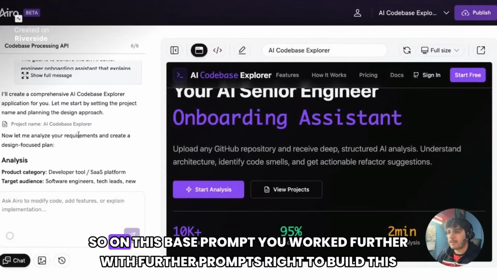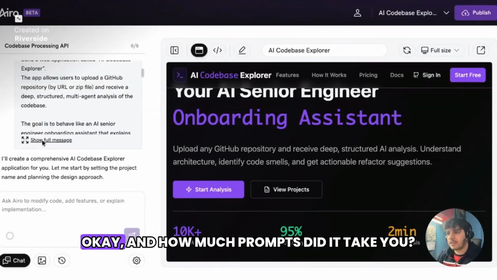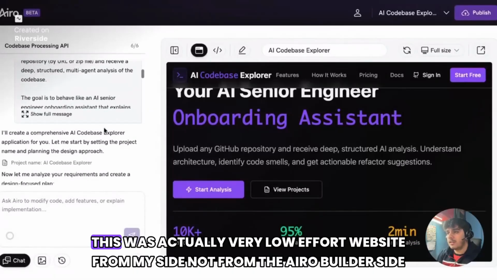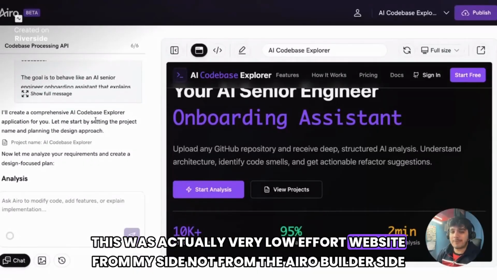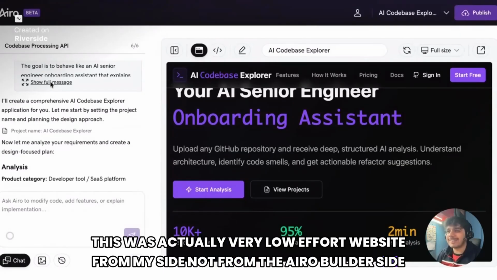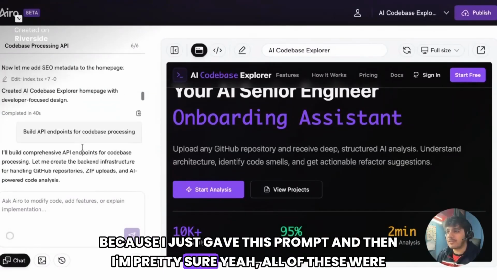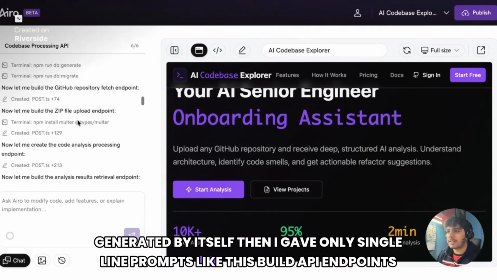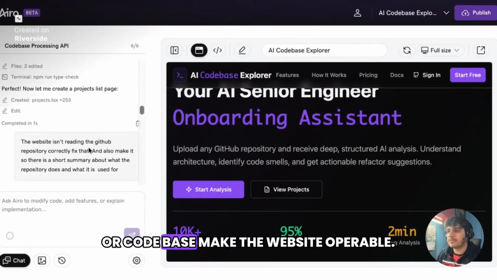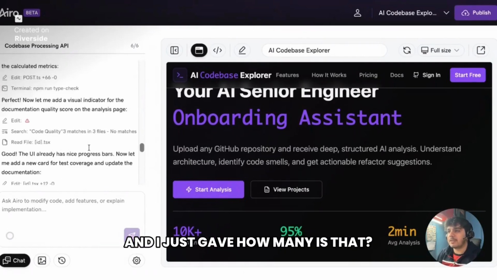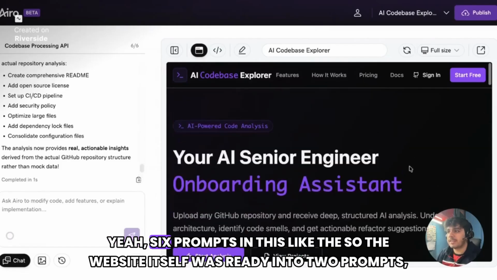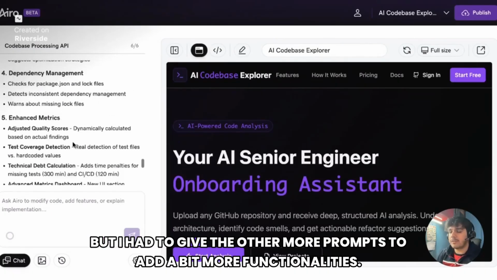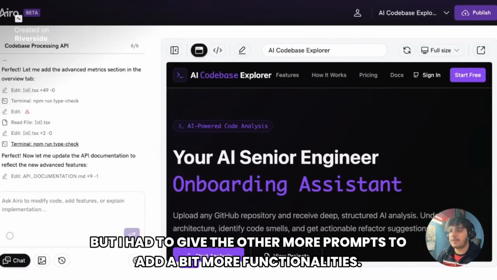So on this base prompt, you worked further with further prompts to build this website? Yes. And how many prompts did it take you? This was actually a very low effort website from my side, not from the Aero Builder side, because I just gave this prompt and then I'm pretty sure all of these were generated by itself. Then I gave only single line prompts like this: build API endpoints for code base, make the website operable. How many is that? It's like six prompts. Yeah, six prompts. The website itself was ready in two prompts, but I had to give the other prompts to add a bit more functionality.